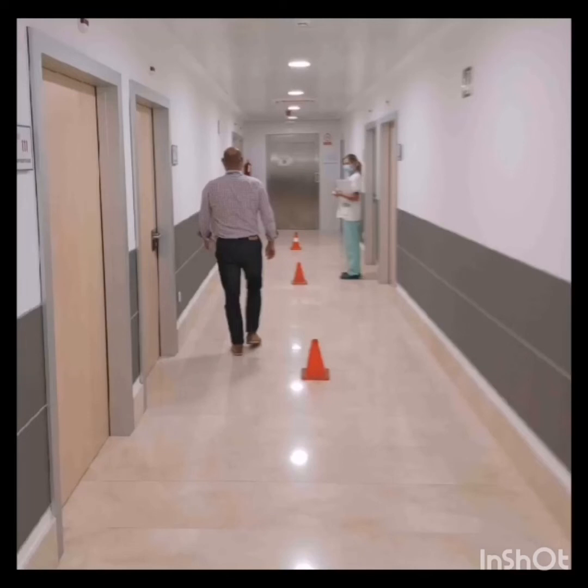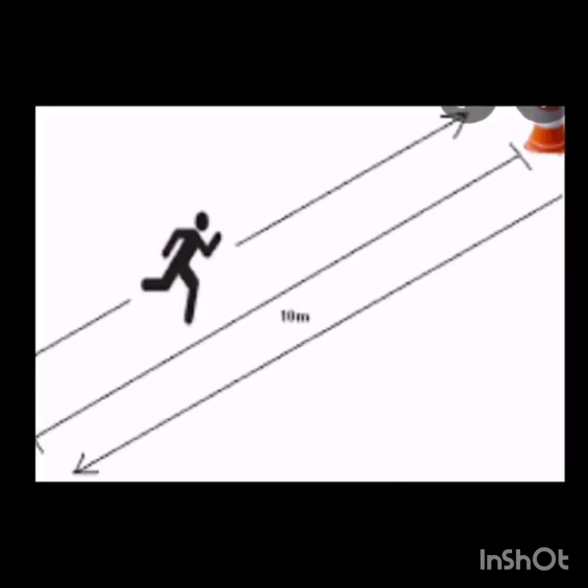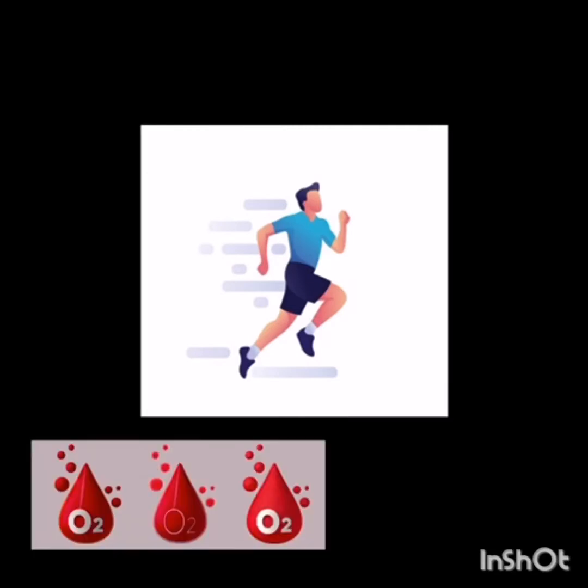Ambient temperature should be maintained, and the test should be performed at the same time of day. The cones are placed 9 meters apart, so the distance traveled between the cones is 10 meters. Stop the test for cramps in the legs, deficient oxygen saturation, or elevated heart rhythm.